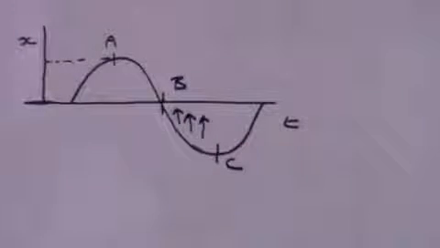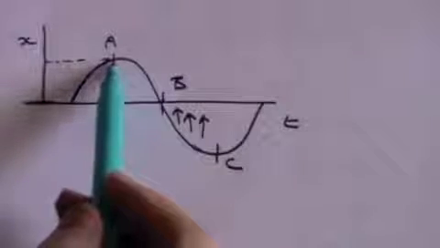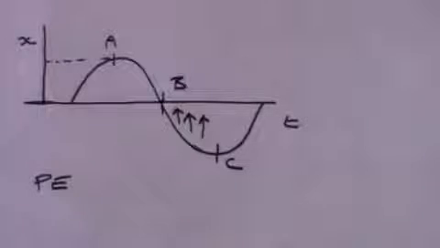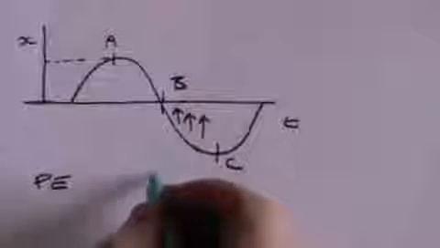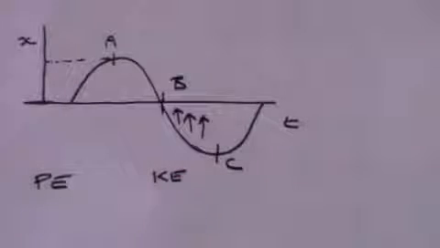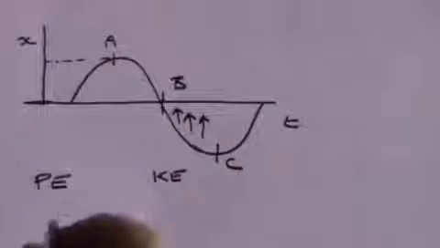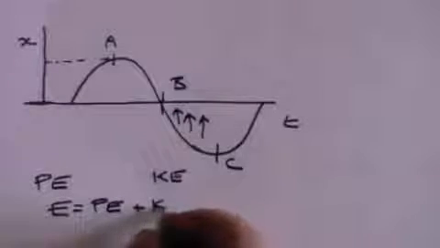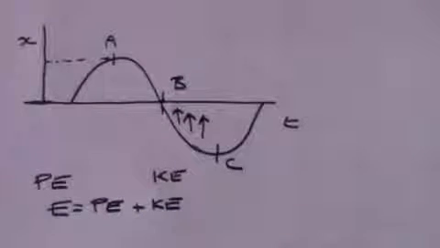At point A, the particle has its maximum potential energy, but no kinetic energy. At point B, the particle has no potential energy, but maximum kinetic energy because it has maximum velocity. The combined total of potential energy and kinetic energy is a constant. As the particle travels along the sine wave, there is a transfer between kinetic and potential energy.